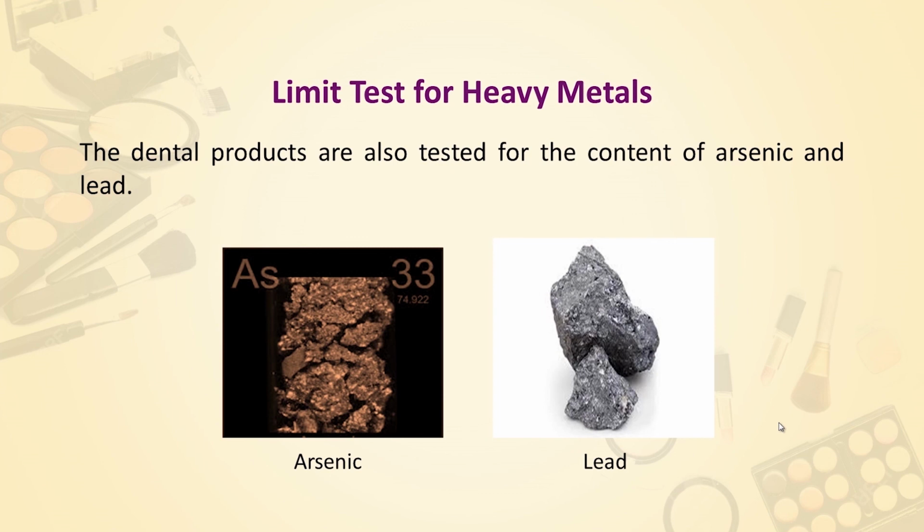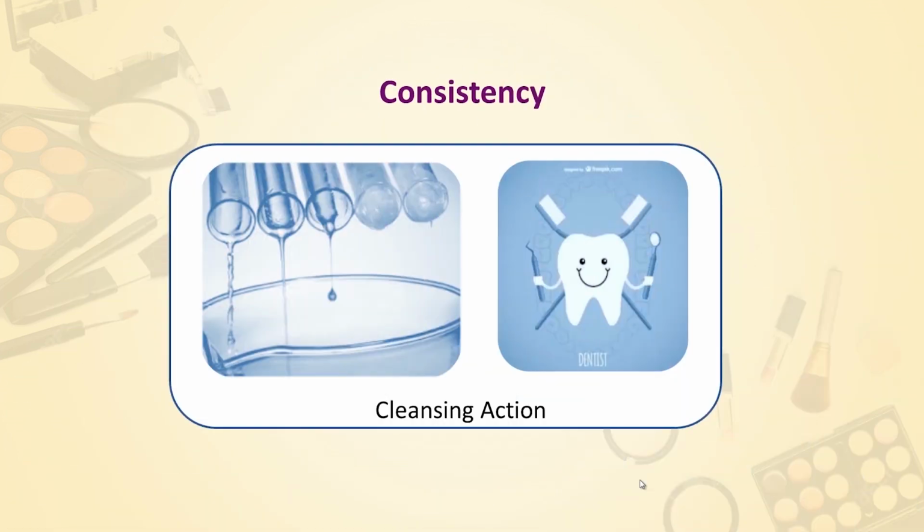Limit test for heavy metals. Dental products are also tested for the presence of arsenic and lead. These are very toxic metals and can harm the user if found in excess quantity, so they must be tested. The limit test for heavy metals is performed as one of the evaluation parameters in toothpaste. Consistency: the viscosity of the paste and rheology of the powder should be optimum to ensure smooth flow of product from the container. For that, the viscosity of the toothpaste is measured using viscometers.